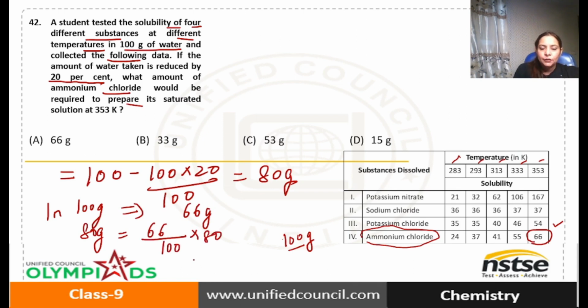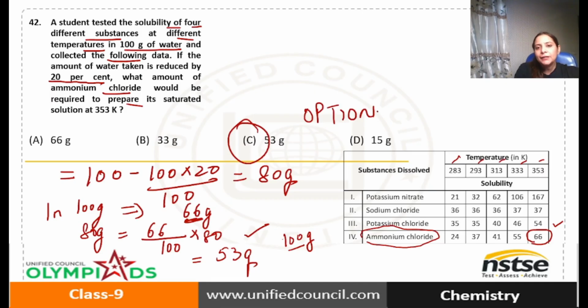If you solve for it, it will come out to be 53 grams. So basically by the unitary method we have done that in 100 grams it is 66, so in 1 gram it is 66 by 100, so in 80 grams it is 66 by 100 into 80. Solve for it and you will get your answer as 53 grams. Therefore the correct answer for this would be option C.